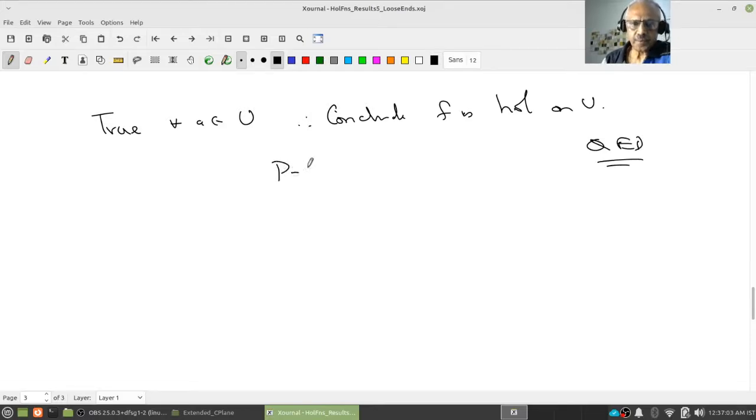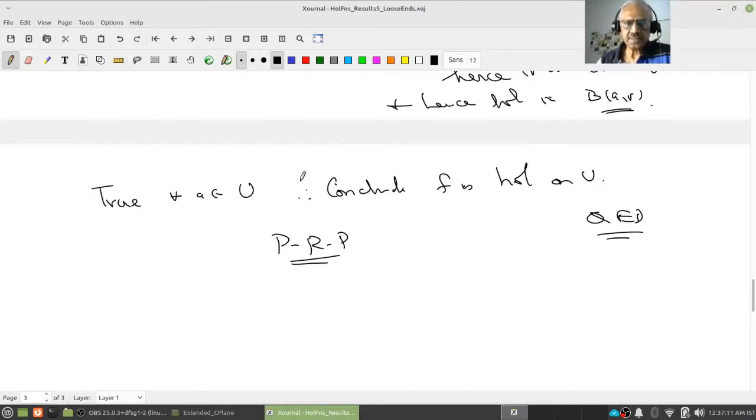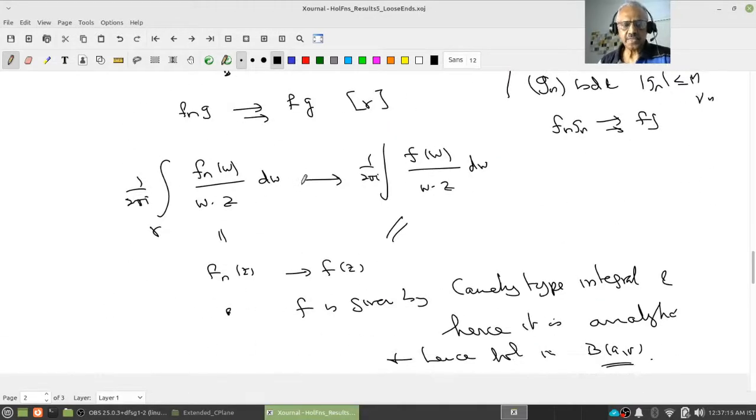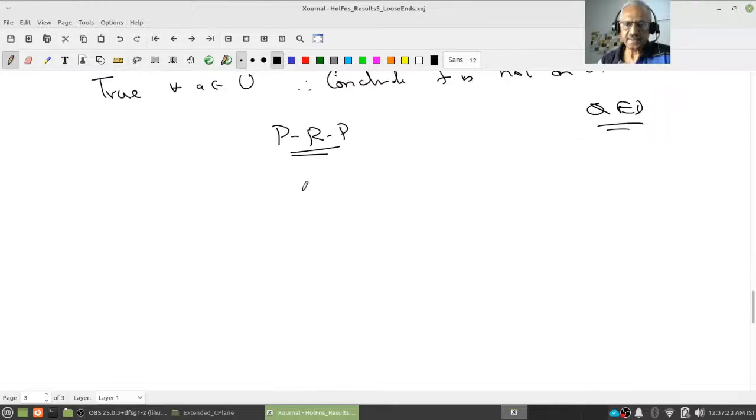So pause, review, proceed. Go through the proof once again. I was a little careful in explaining the things. Instead of simply saying uniform convergence, I needed 1 by w minus z to also be bounded. Therefore, I can conclude the uniform convergence of fn by w minus z.